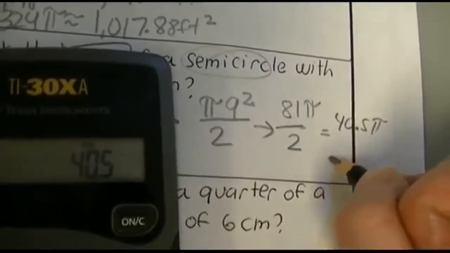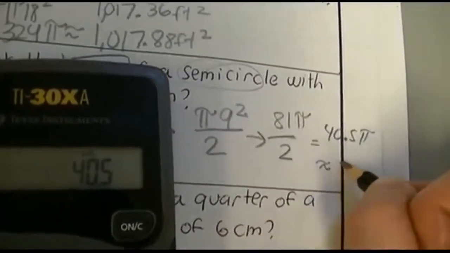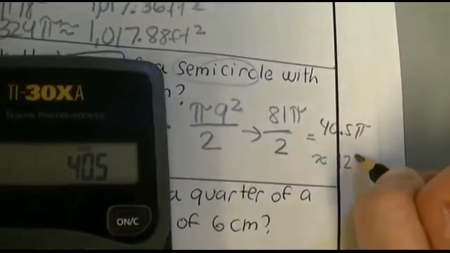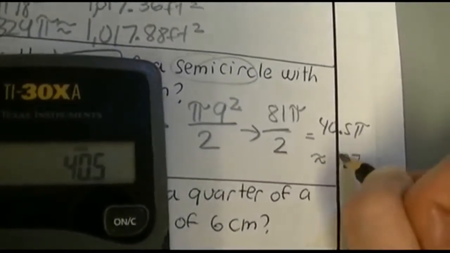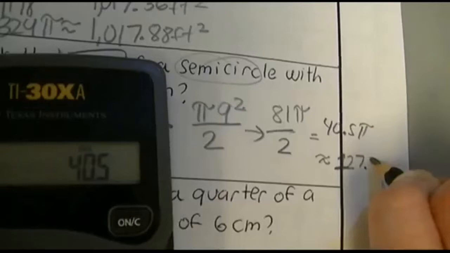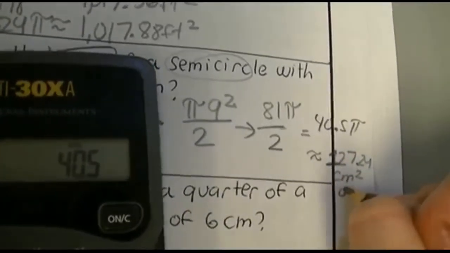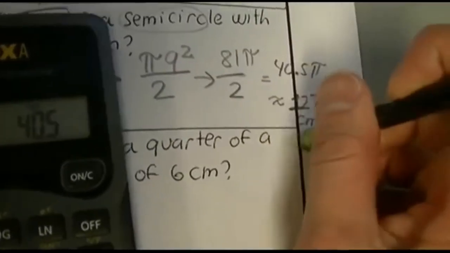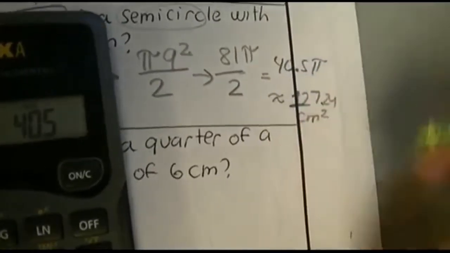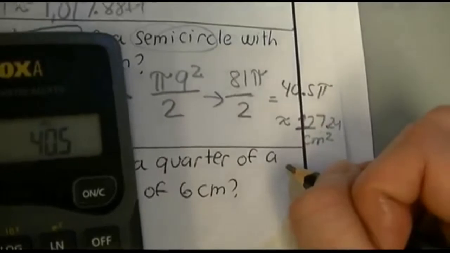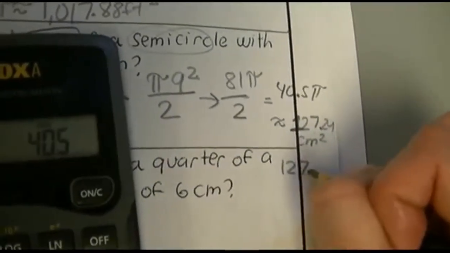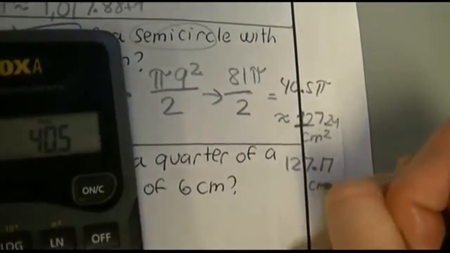And when you do that in your calculator, you would approximately get, if you use the pi button, 127 and 24 hundredths centimeters squared. Or if you used 3.14 for pi, you would get 127 and 17 hundredths centimeters squared, okay?